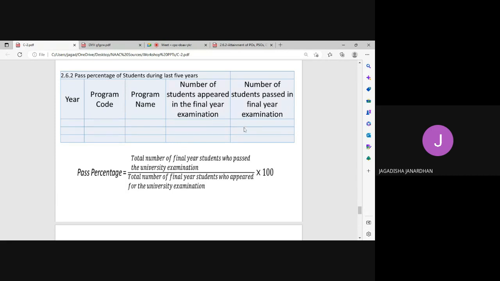In the last column, out of them, how many have been awarded the degree after the results? So those who are eligible to get the convocation, that number has to be considered. If it is less, consider the actual seats only. So this is the formula to calculate the pass percentage: the number appeared will be taken as the base, and the number passed will be taken in the numerator, multiplied by 100. The pass percentage will be computed.